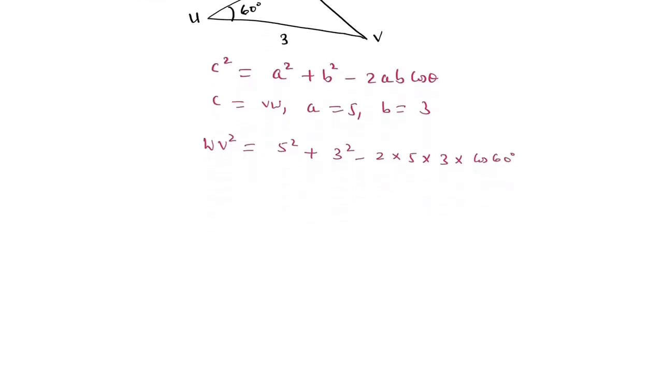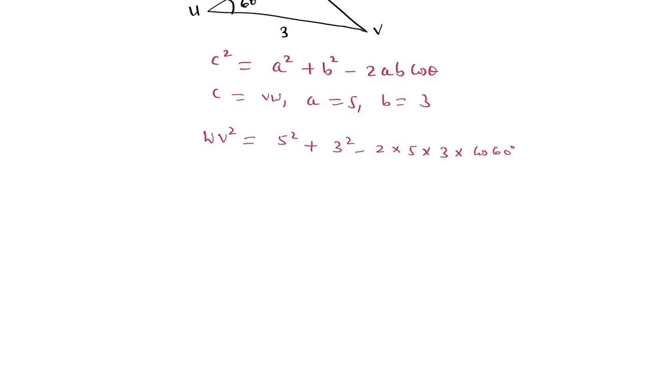Okay, so we have to remember that cos 60 equals 0.5. So with that in mind, our equation is going to be WV squared equals 5 squared plus 3 squared minus 2 times 5 times 3 times 0.5, of which after solving the values, we are going to have WV squared equals 19. Okay, so now let us apply the square root on both sides.